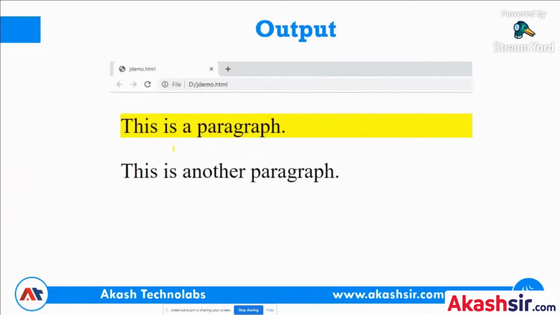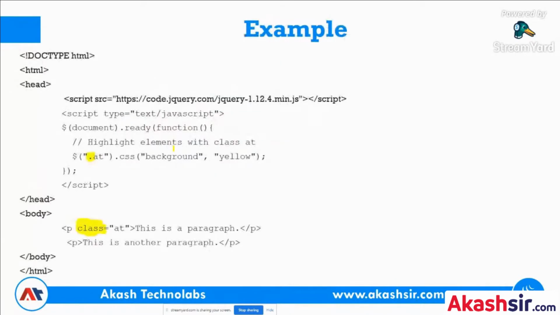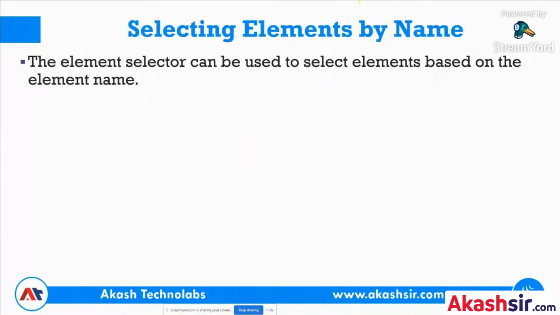Okay, so you can see the color is changed. This is a paragraph. Why? Because here we specified the color is yellow. So you can identify it's totally different from the previous one. Okay. So next is selecting element by name.